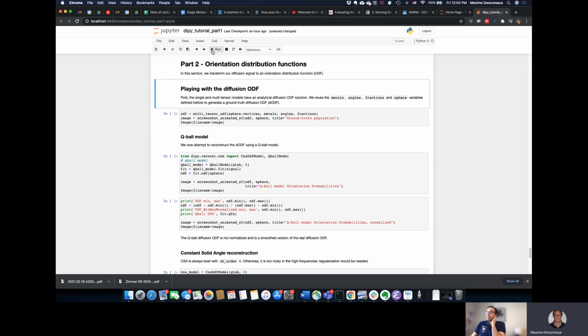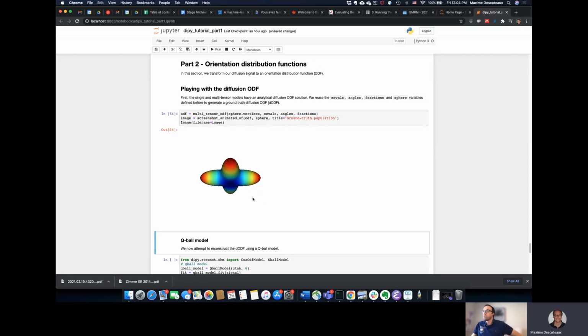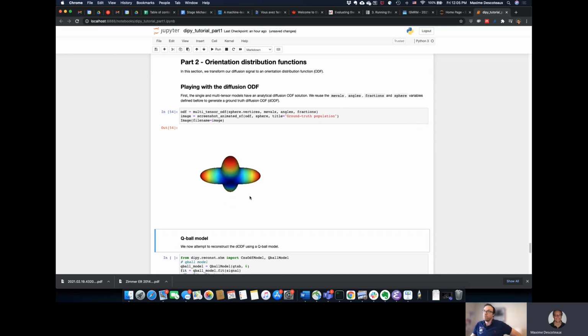So first thing to note is, given a signal, so this comes from my signal above, you can generate the ground truth diffusion ODF. If you know you generated the signal with a tensor model, you can also generate the ground truth ODF. So this is what it looks like for a 90-degree crossing. Again, you can play with the angles and single fiber versus crossing fibers, 2 or 3-way crossings above. So you see a very nice and sharp diffusion ODF from the ground truth multi-tensor model.